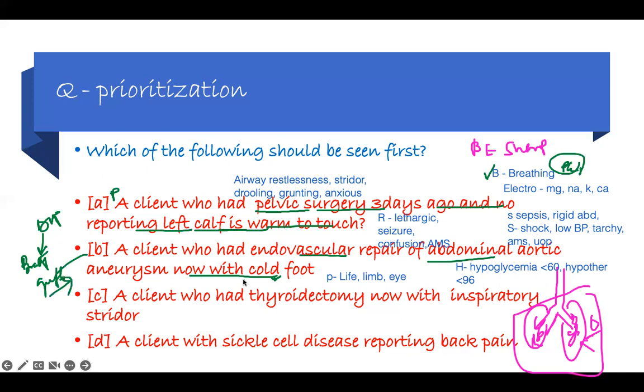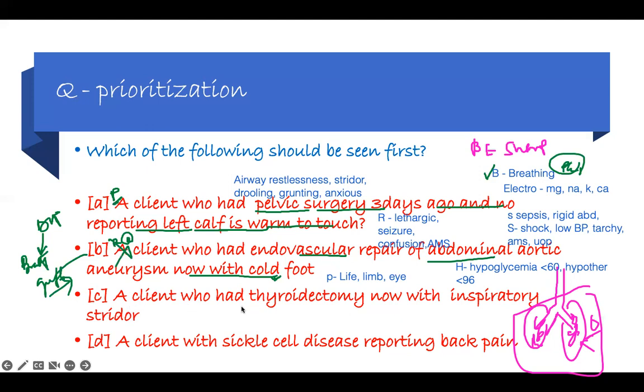Even though the foot is cold, if you don't do anything, they will lose the limb, but you may have to do something about it later. You have some time to go and break down the clot. Therefore, I will keep this. This is a breathing problem. This is a pain that will lead to loss of life and limb. This is more priority. So I eliminate this.